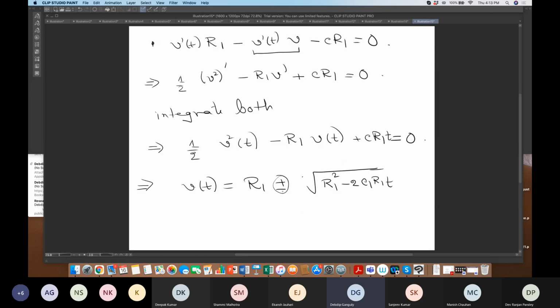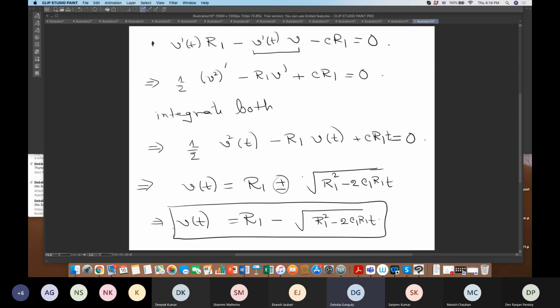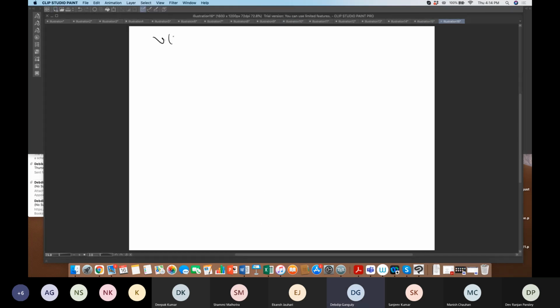Okay. So if I take plus R1, then R1 plus some positive quantity, which is not possible. So I have to take the required Vt, which is R1 minus root over R1 square minus 2C1 R1T. And you can clearly check that V0 is 0 and of course Vt is equal to R1 times root over 1 minus 2Ct by R1. Okay, and clearly you can check why V is real analytic.